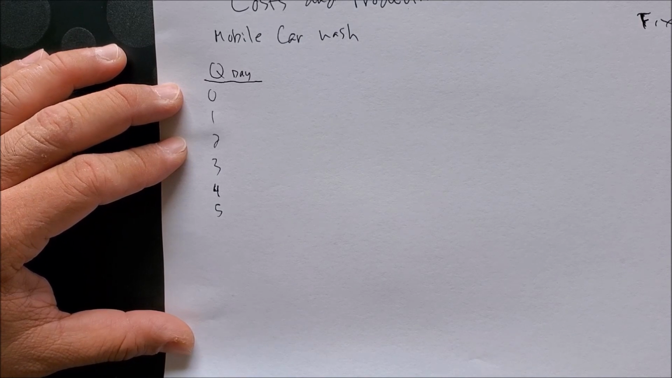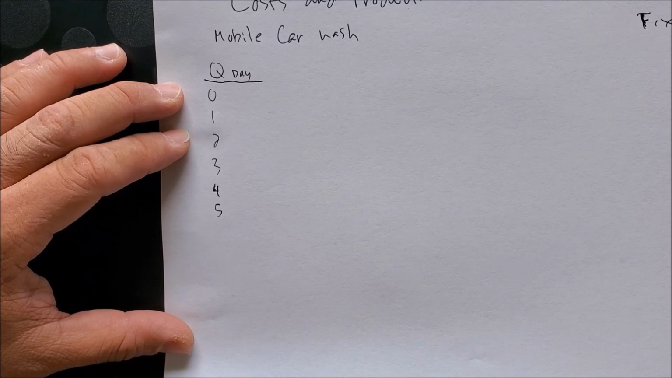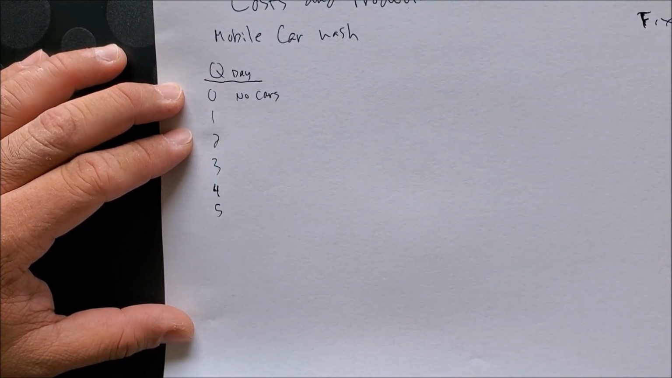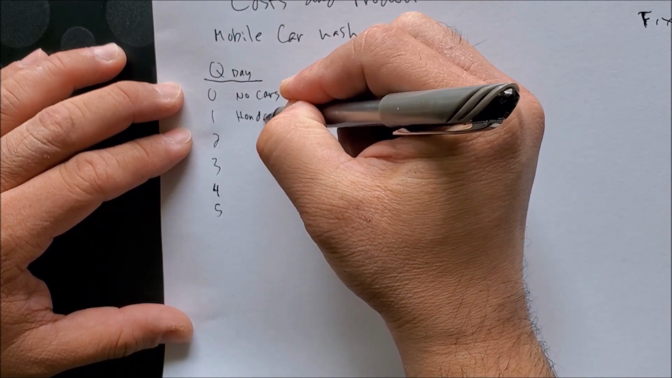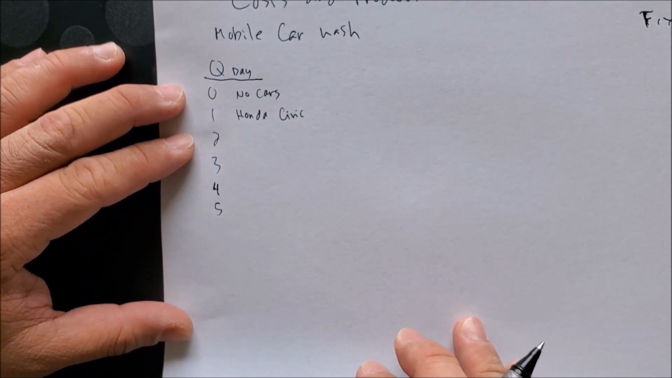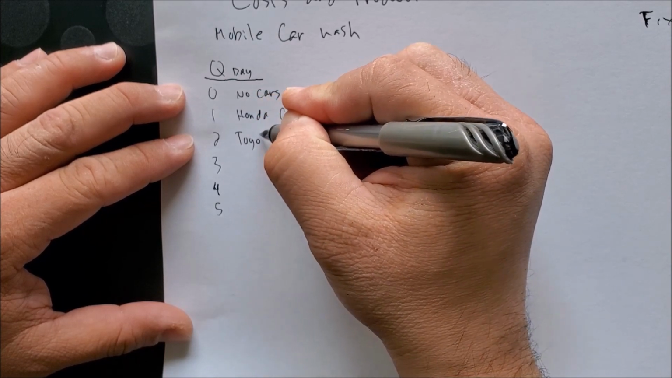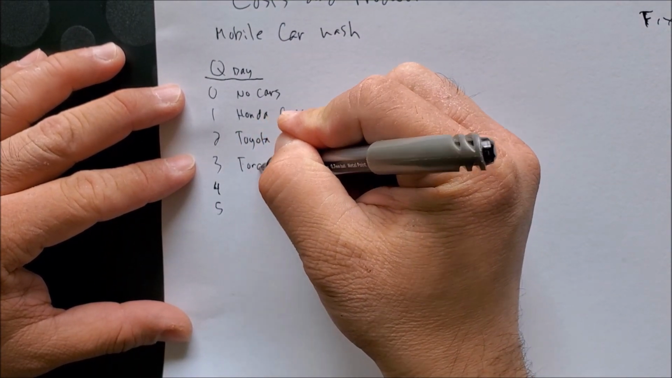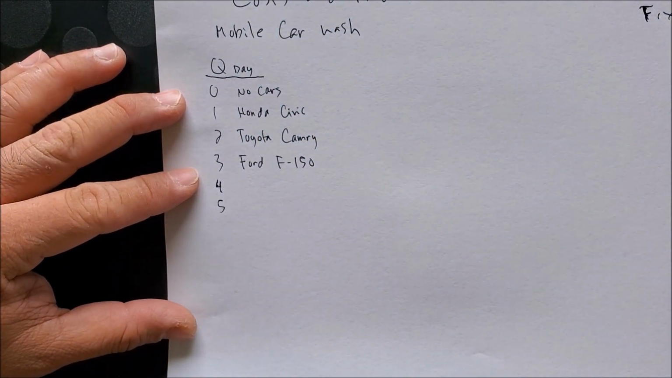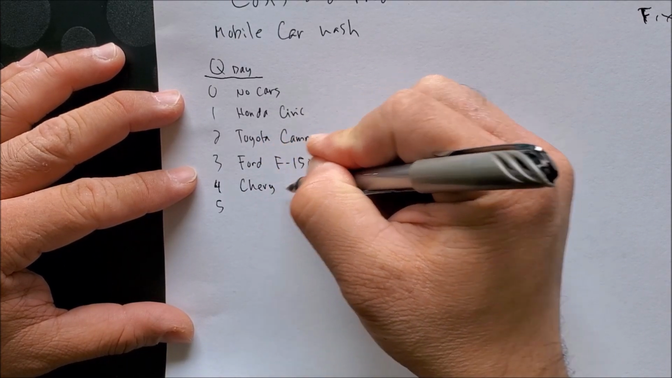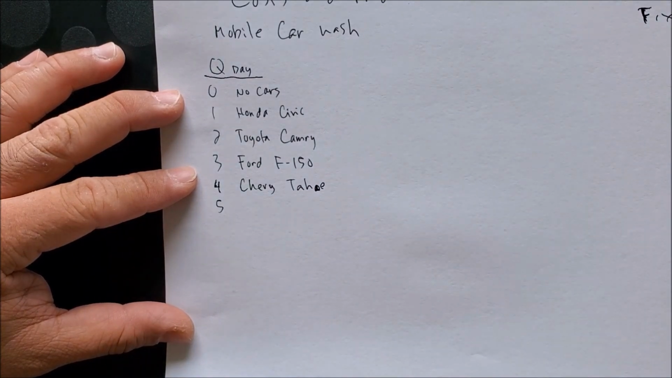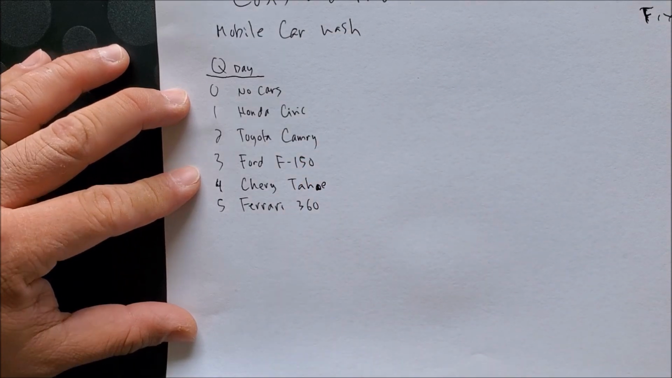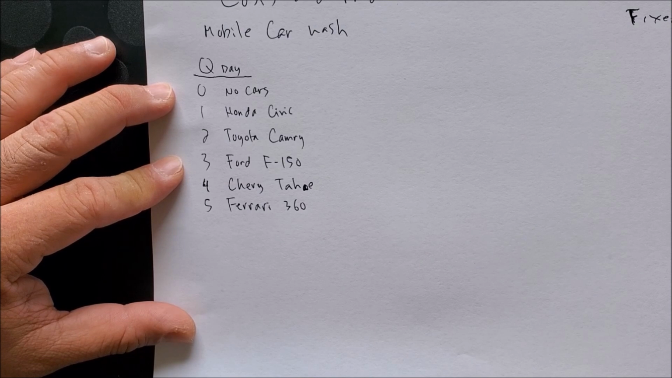If you want, you can also make a note for the types of vehicles we are washing. So for example, in one day, you may have no cars for 0. Perhaps the first vehicle you're going to clean is a compact vehicle, let's say a Honda Civic. The second car in your schedule could be a 4-door sedan, a Toyota Camry. The third vehicle you're going to wash and detail could be a Ford F-150, a truck. The fourth vehicle in that day, let's say a Chevy Tahoe, an SUV. And the fifth car, let's say you are going to wash a Ferrari 360. Very expensive vehicle.